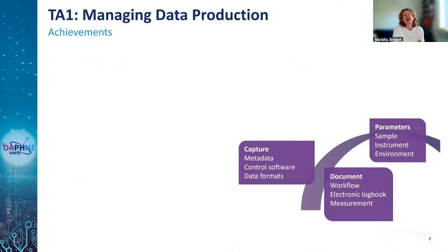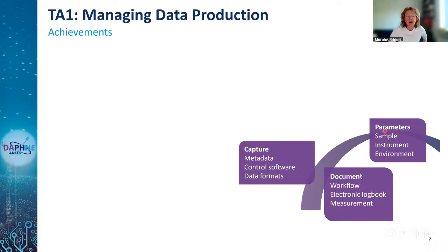So for example, in the managing data production task area 1, here we're focused on the capture of the metadata. We do this through the control software that's used at the experiments, and also by defining common data formats that are used across the different facilities. The aim is to document the full workflow of the experiment using an electronic logbook, but also capturing all the information of the measurement as automatically as possible.